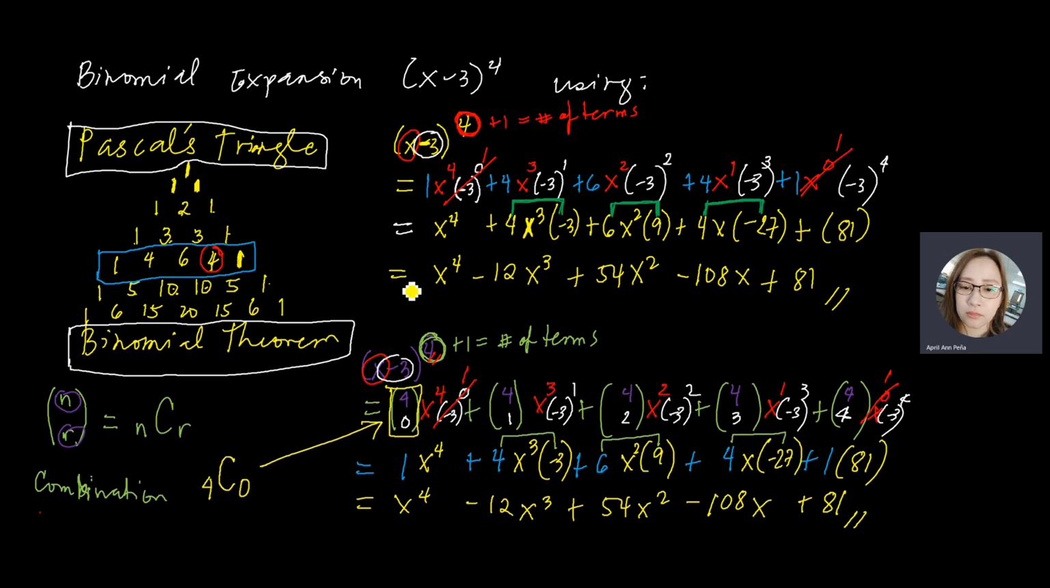As what you can notice, the answer in the binomial theorem is the same with the Pascal's triangle. So somehow there is a similarity with the solution. The only difference is from where the coefficients are from. In the Pascal's triangle, the coefficients are from the triangle. And in the binomial theorem, the coefficients are from the combination, the nCr, which you can actually compute using your calculator.